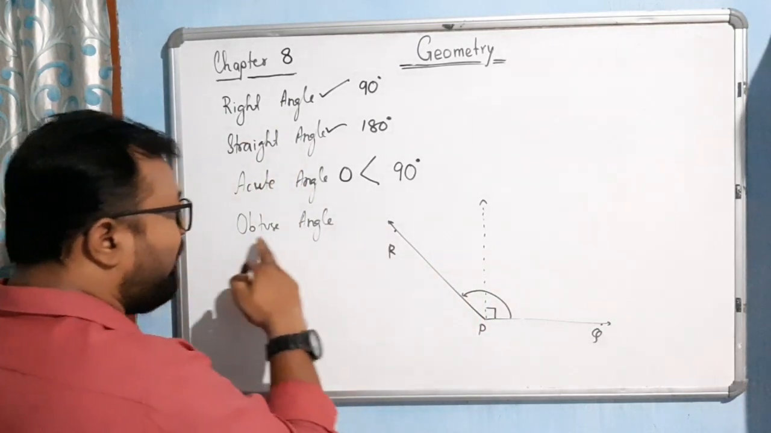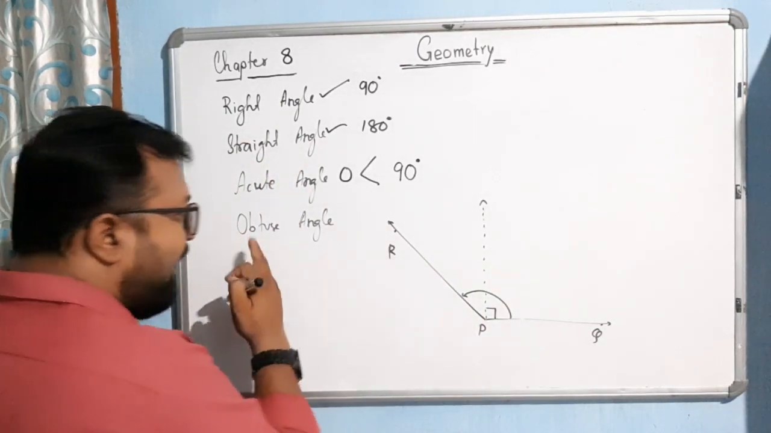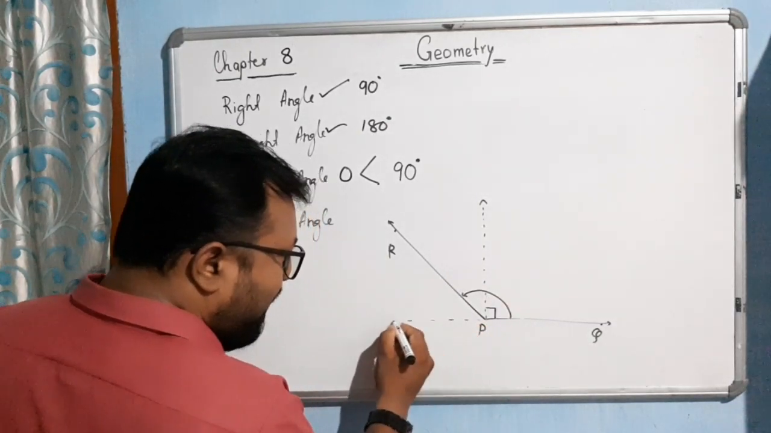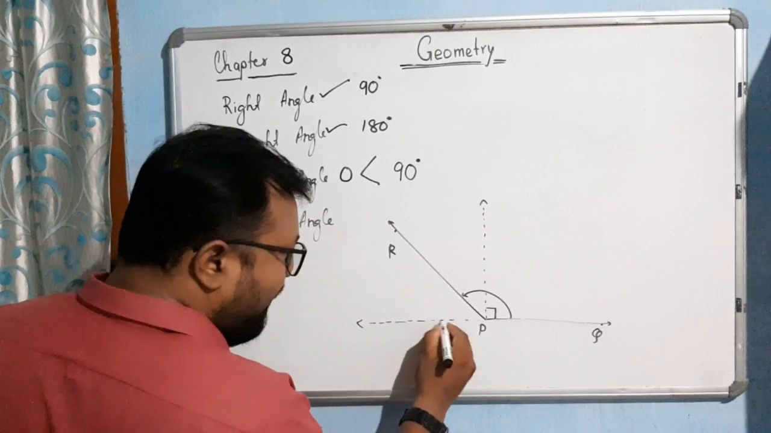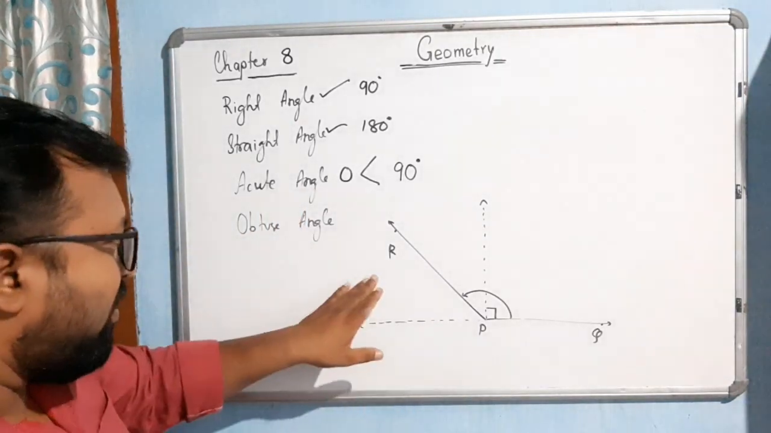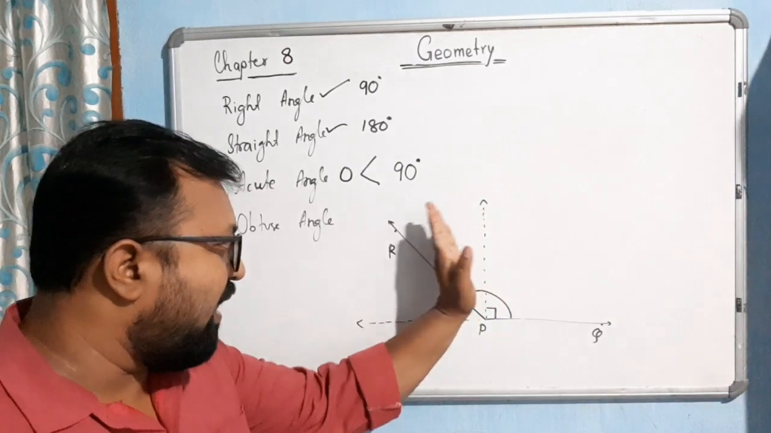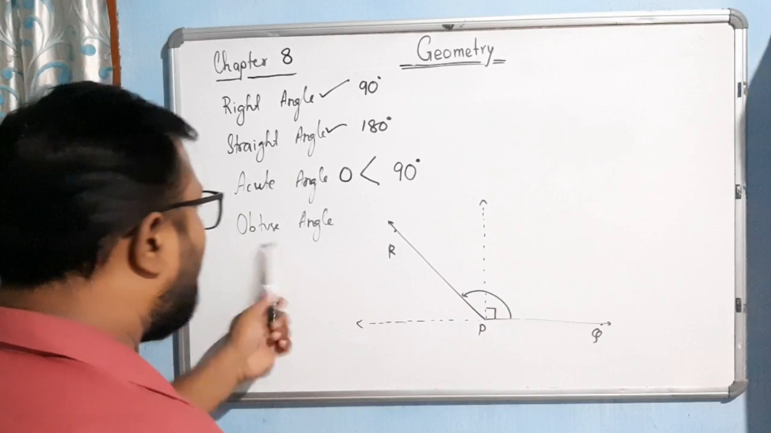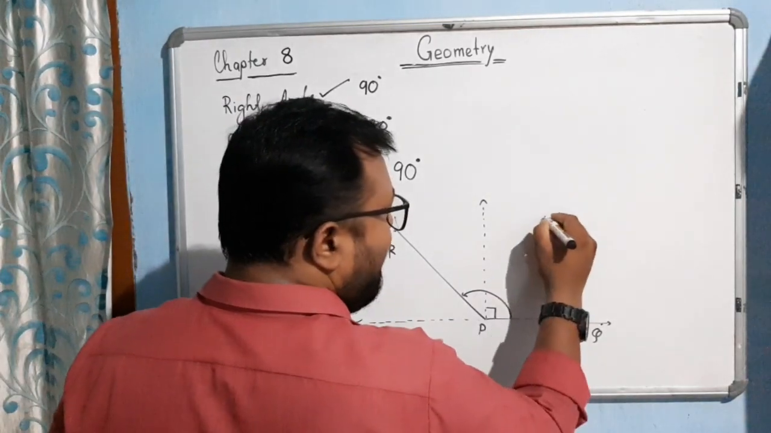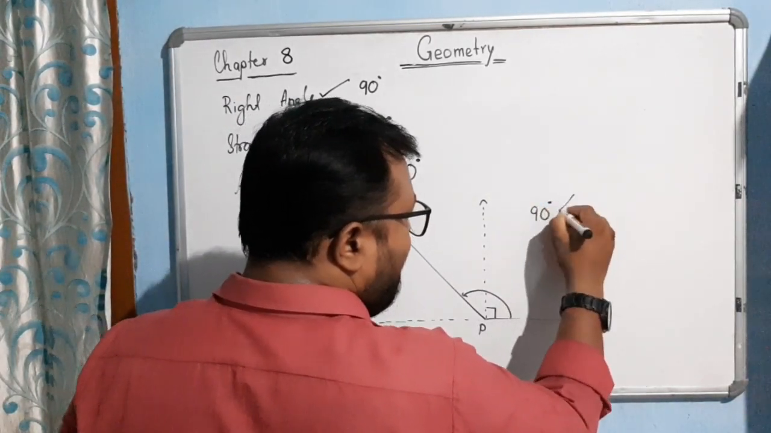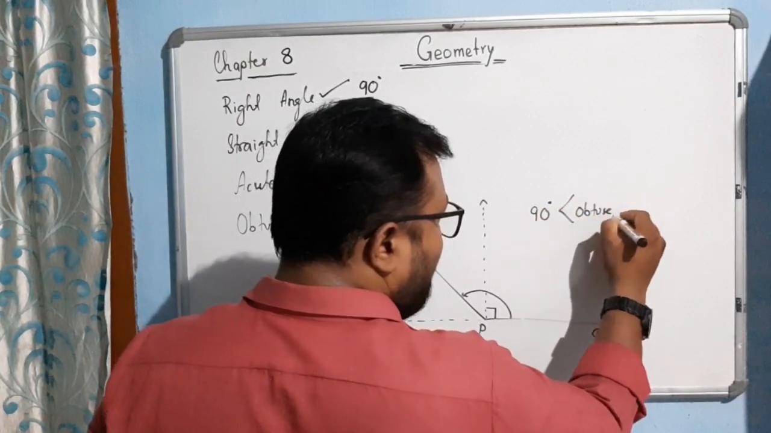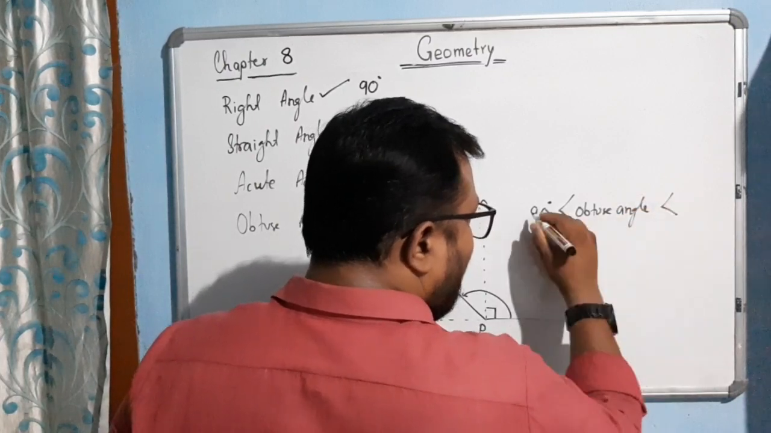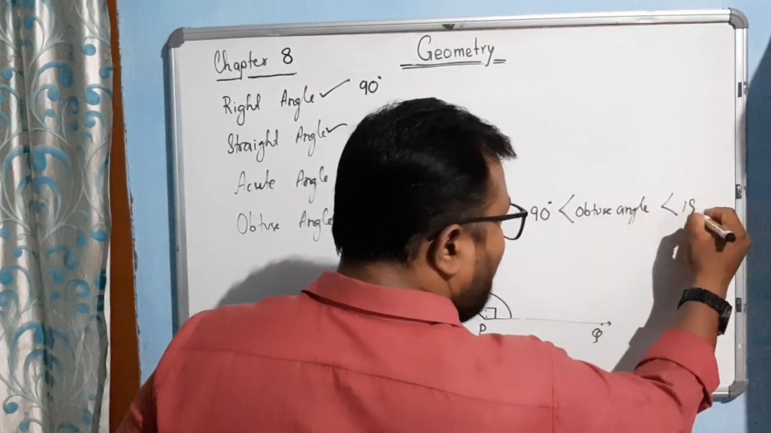You are stepping into the range of obtuse angle, and this obtuse angle will be in between right angle and straight angle, or you can say that the measurement of this obtuse angle will be more than 90 degrees but less than 180 degrees. So the obtuse angle will be more than 90 degrees but less than 180 degrees.